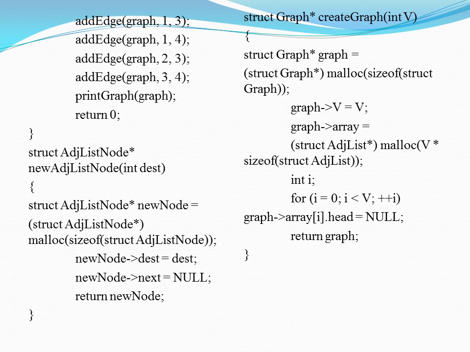Then next is the create graph method. In the create graph method first we are allocating space for the graph using the malloc function. Next in the graph we are storing the vertex value v. Then we are allocating space for the array to store the adjacency list of the vertex v, using malloc. After that, using a for loop we are setting the head values as null. Then we are returning the graph.